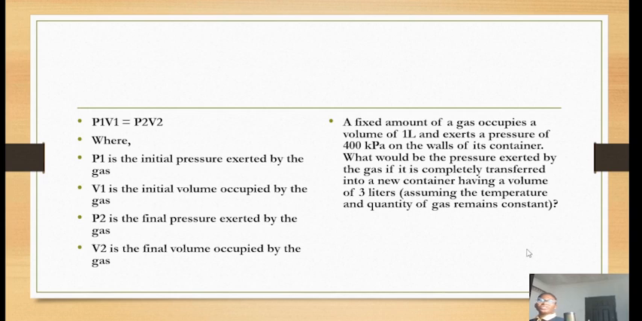So we have a question here. A fixed amount of gas occupies a volume of 1 liter, that is the V1, and exerts a pressure of 400 kilopascal on the walls of its container, that is P1. What will be the pressure exerted by the gas if it is completely transferred to a new container having a volume of 3 liters? So we are looking for P2.